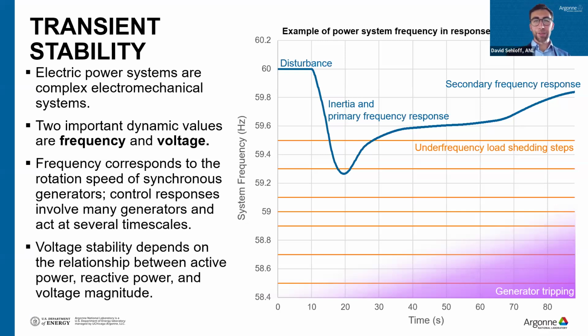Voltage has similar concerns about stability. That depends more on reactive power, but also has active power features too. Transient stability is a more complex type of analysis. There are specialized software to look at that. Next slide, please.